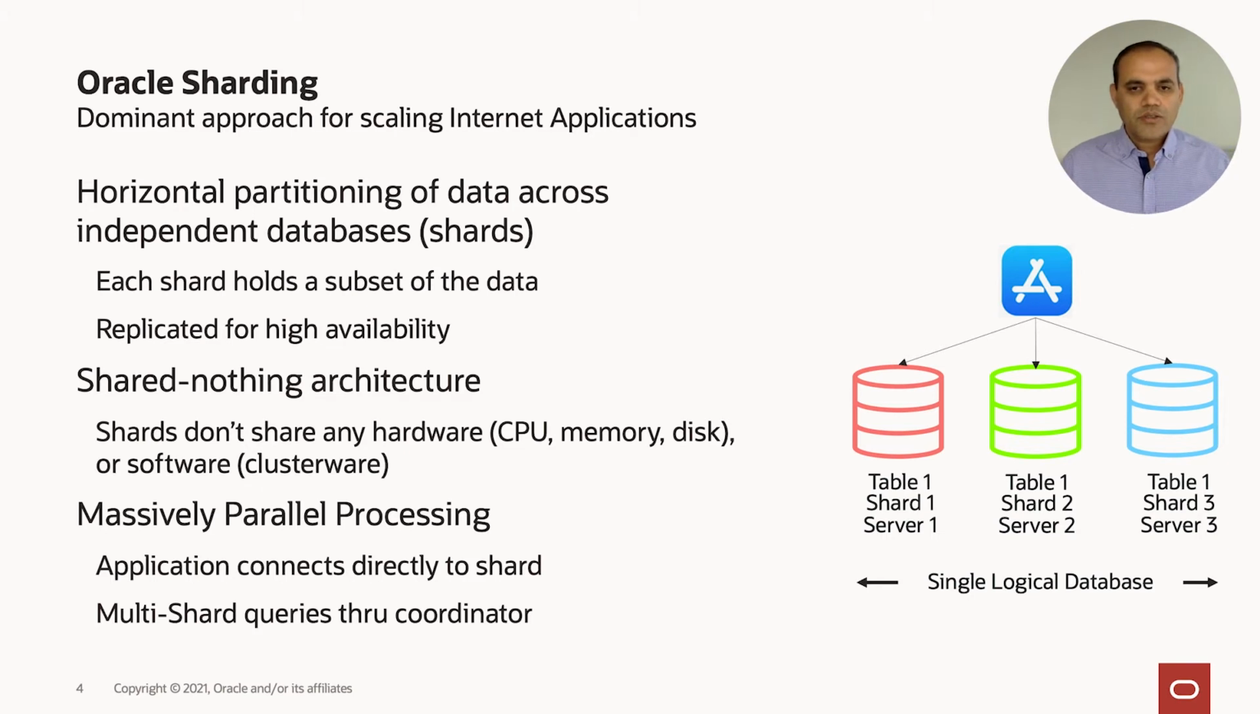Additionally, we also support massively parallel processing. So if you have queries where we need data from more than one shard, such queries go to a sharding coordinator, which in turn pushes those queries to all the shards in parallel. Each shard executes that query on the subset of data it has, returns results back to the coordinator, which takes all the results and then sends them back to the application.